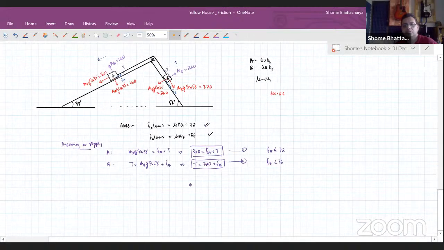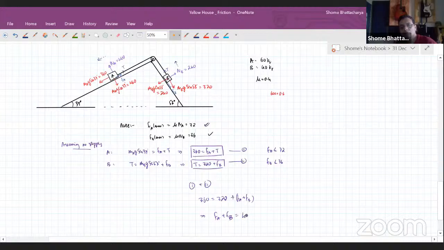This is the tendency we have. So this is assuming no slipping. Now if we just add the two equations, we'll get rid of tension, and you'll see that 360 is equal to 320 plus FA plus FB. So the sum of the frictions acting on the two is going to be equal to 40 newtons.